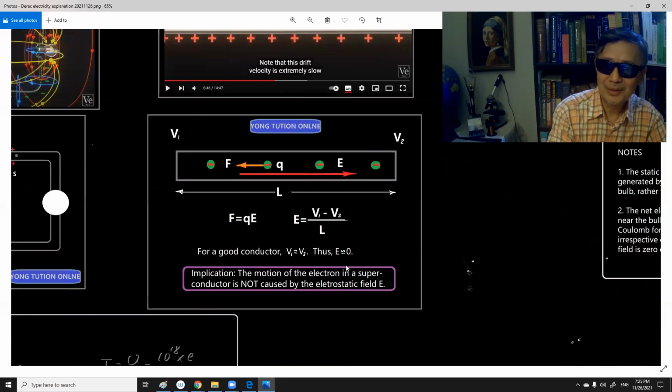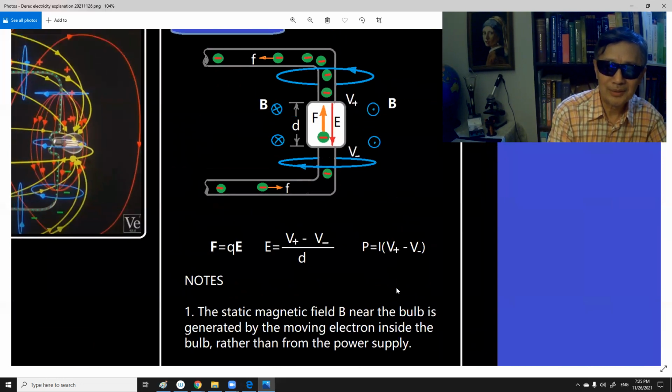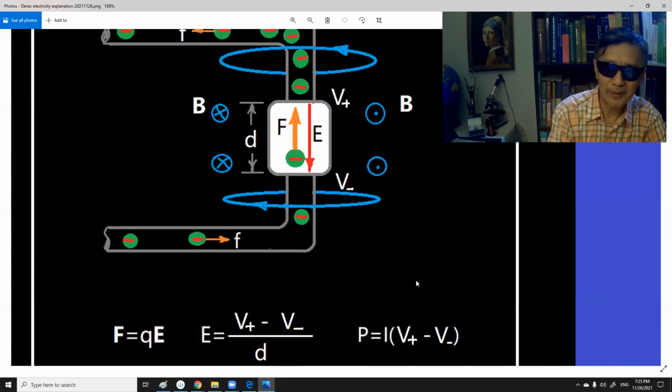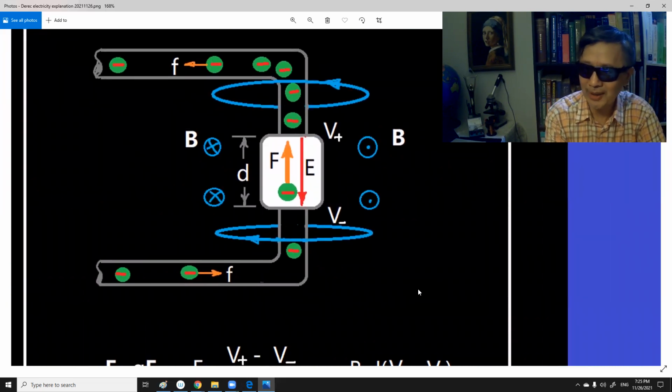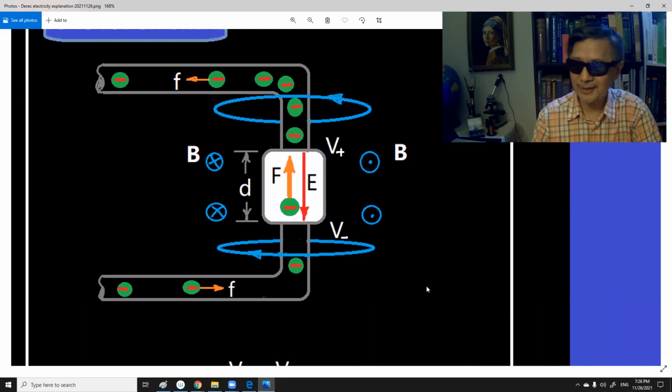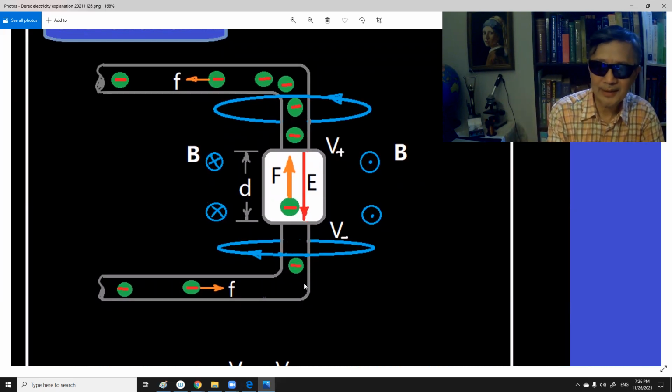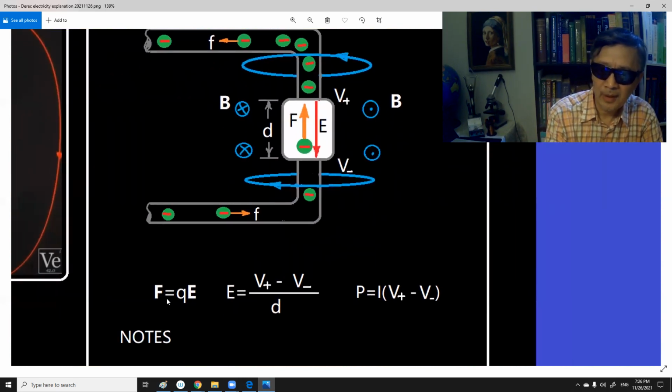Now, let's just go to this diagram I used. This is my diagram to redraw what's going on at the electric bulb in this case. What happens is that the electron inside that resistor, the equivalent resistor of the electrical bulb, is actually accelerated by the electrical field.